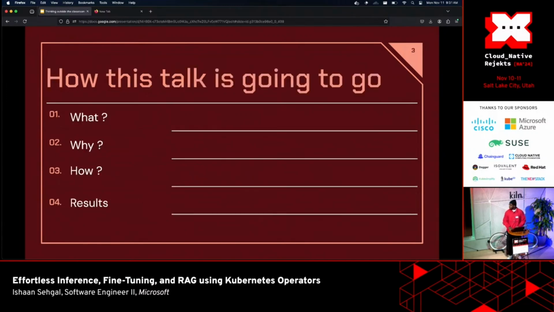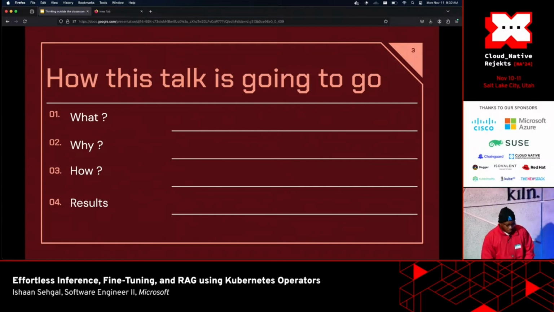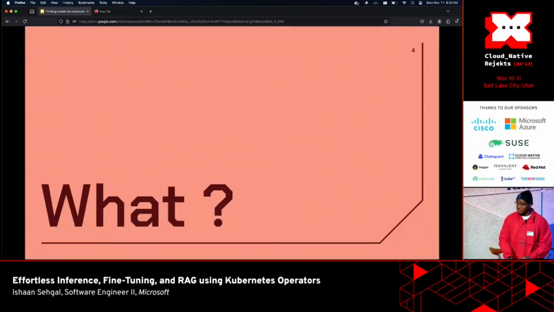This is how this talk is going to go. We'll start by describing the what, the why, the how, and the results we achieved. So first off is the what.